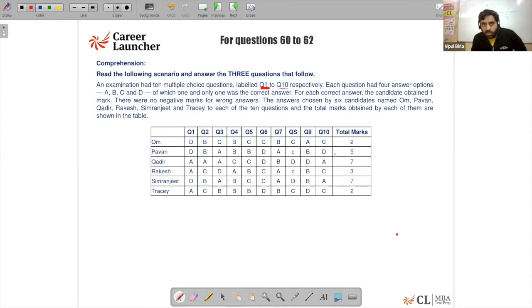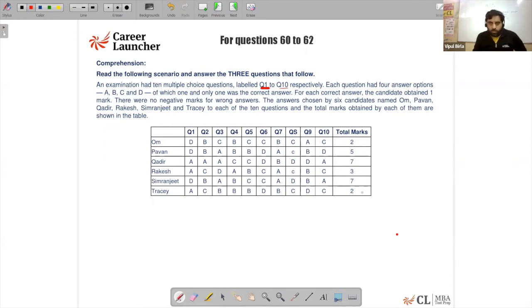For wrong answer, the answer chosen by 6 candidates named Om, Pawan, Kadir, Rakesh, Simranjeet, Tracy to each of the 10 questions, and the total marks obtained by each of them is shown in the table. Okay. So Om has got 2 correct. Pawan has got 5 correct. Kadir has got 7. Rakesh 3 out of 10. Simran 7 out of 10. And Tracy has 2 out of 10 correct. Okay. All right. So this is the data which is given.